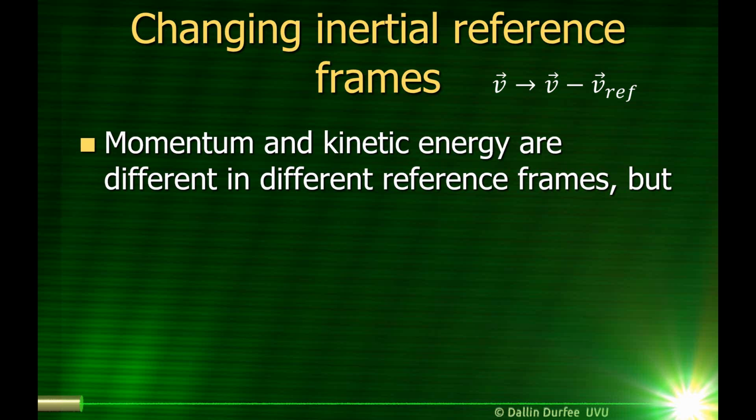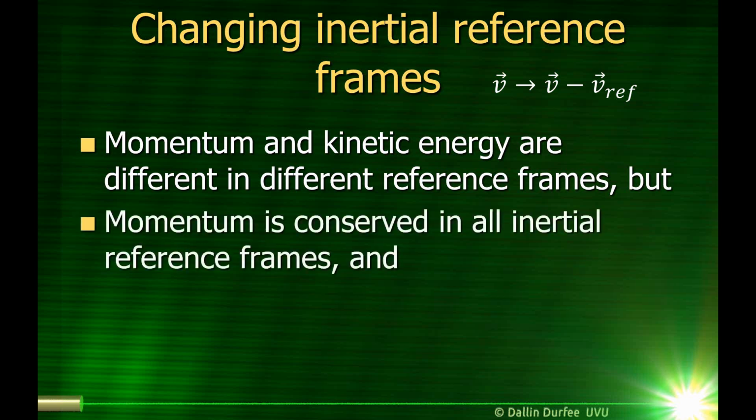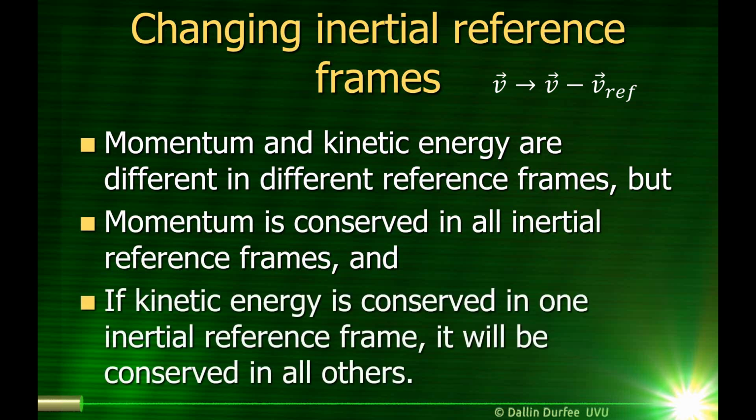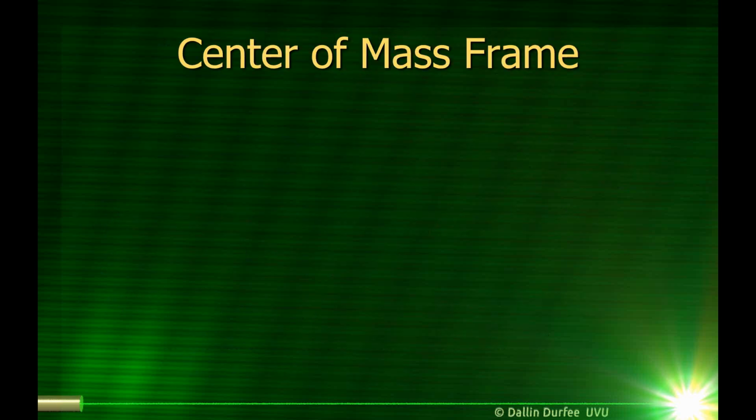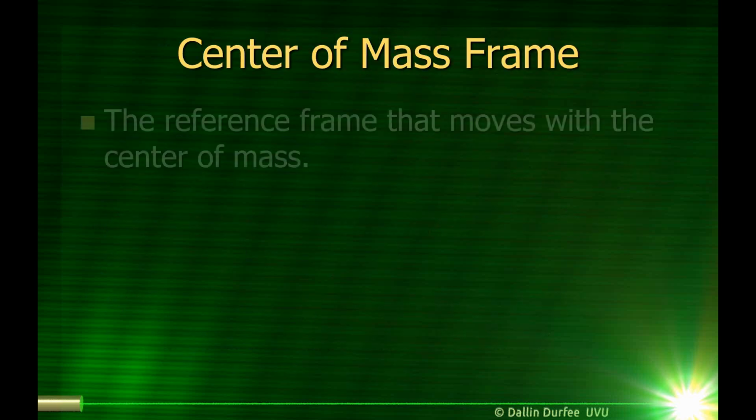So in different reference frames, systems will have different momentum and kinetic energy. However, momentum is conserved in all inertial reference frames, and if kinetic energy is conserved in one inertial reference frame, it will be conserved in all others. Okay? So now let's see what happens when I transform to the center of mass frame.